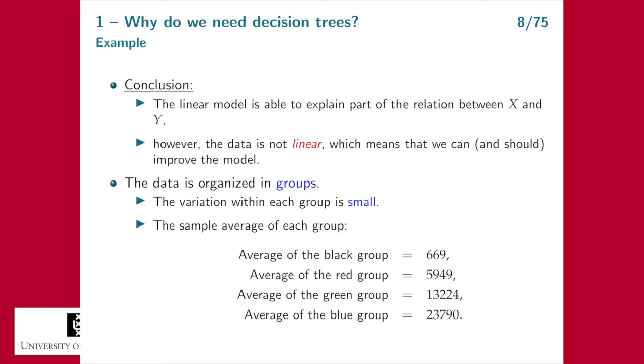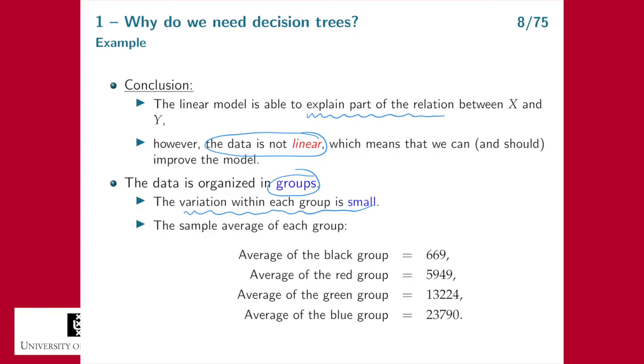So with that linear model, we can explain part of the relation between our feature variable x and our target variable y, but the data itself is not linear, meaning that there is room to improve the model. And how can we improve the model? Well, first of all, x and y is not linear, but it's organized in groups. And inside each group, the variation is small. So it means that if I know in which group my data point is, then I can predict quite accurately.